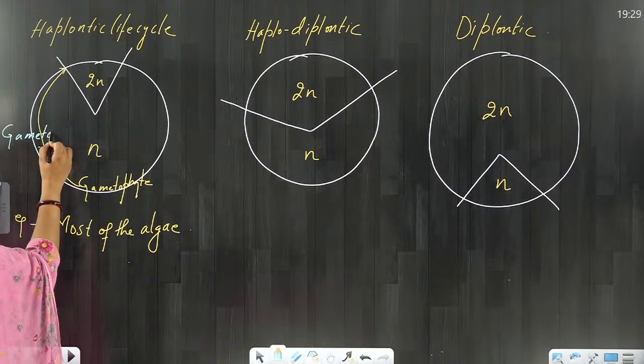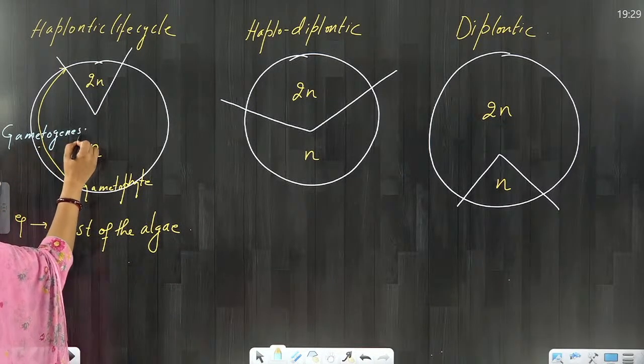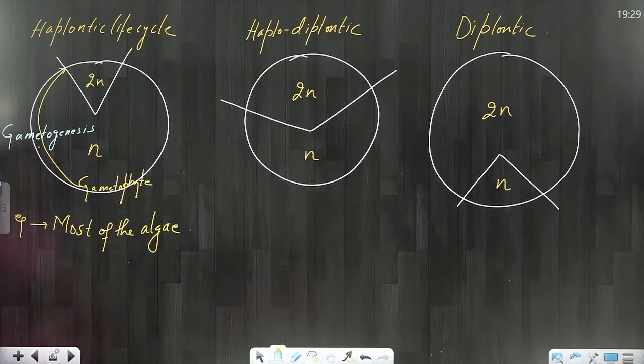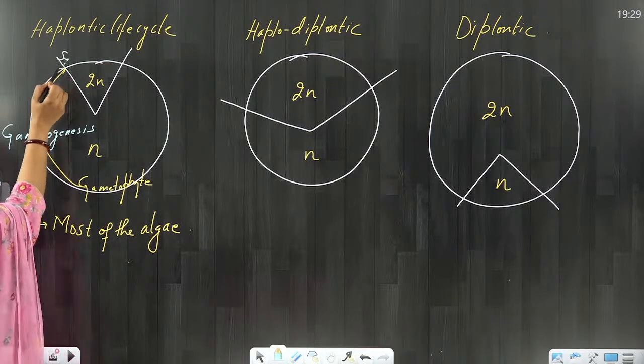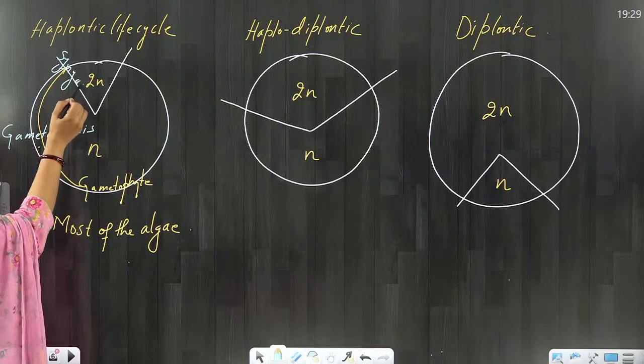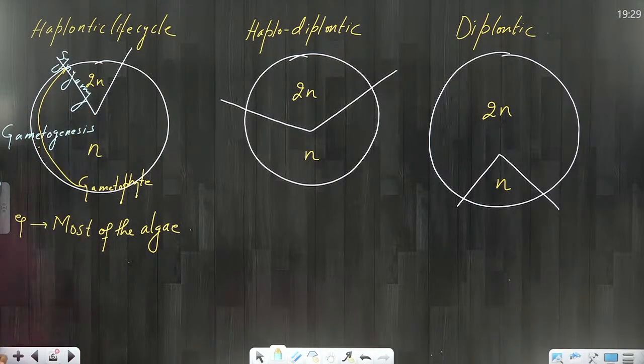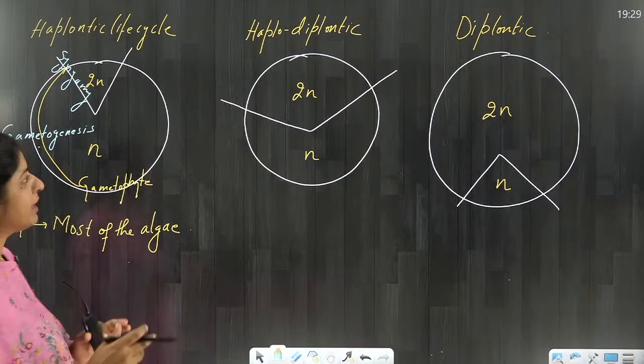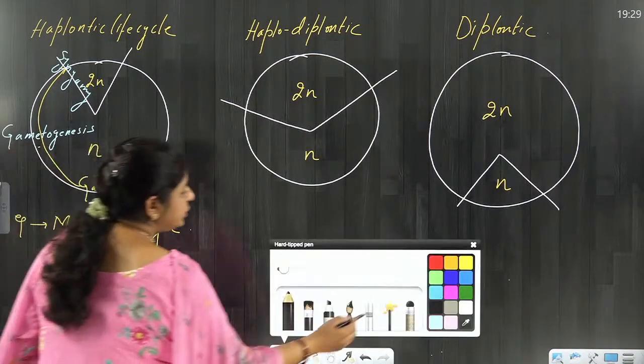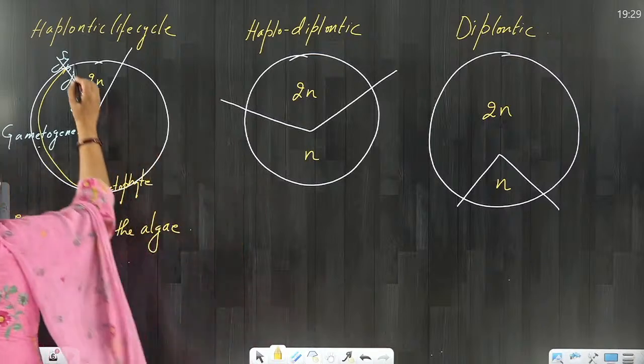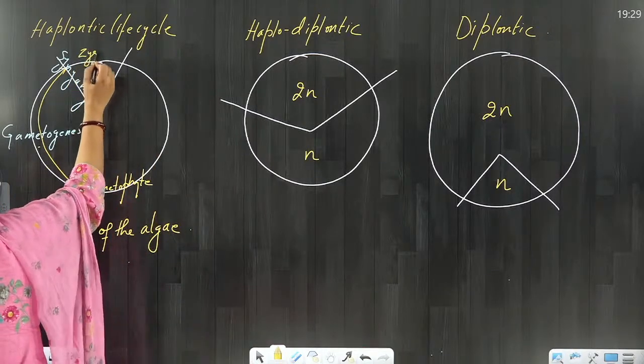Gametogenesis. That process you call gametogenesis. Why are they fusing at one point? Because later they have to show syngamy, which means they are going to be fused. Fine. Once they are fused, which structure will form? The structure formed is the zygote.